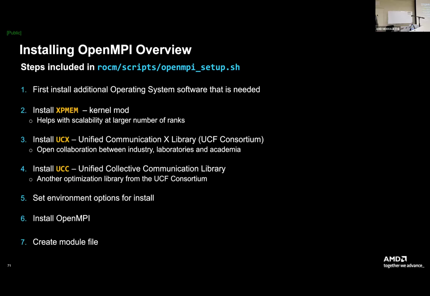UCX, now we install UCX first, and then we install the Unified Collective Communication Library. A lot of people skip the collectives. They don't know that you have to install that. That will again give you better collective performance. It's a fairly new package. And then we're going to install OpenMPI. Finally, we get to actually installing that package. So there's 4 steps in here.